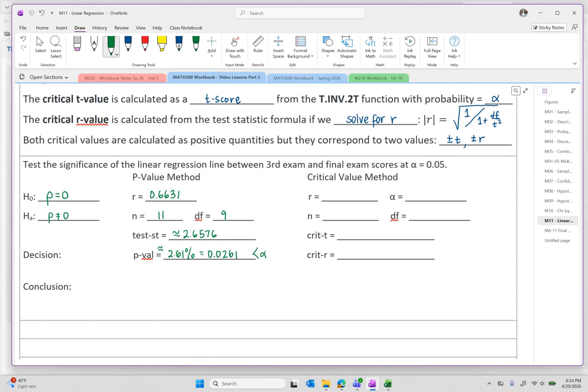And therefore, I have an unusual outcome, which indicates that I have evidence to support the alternative hypothesis and I can reject the null hypothesis. And therefore, at the 5% significance level, I have sufficient evidence to show that there is a significant linear relationship between the third exam score and the final exam score.